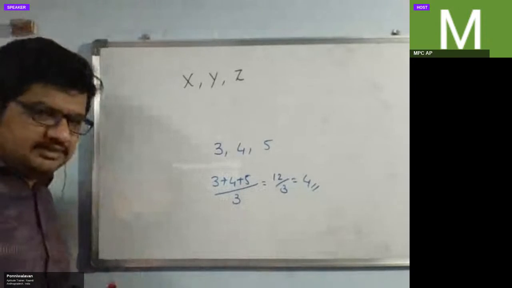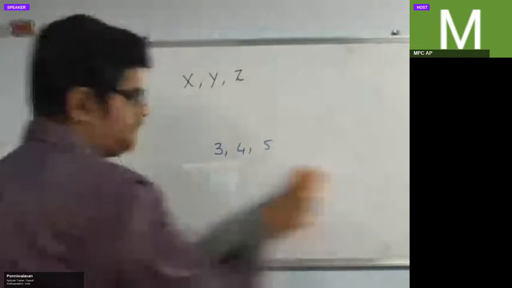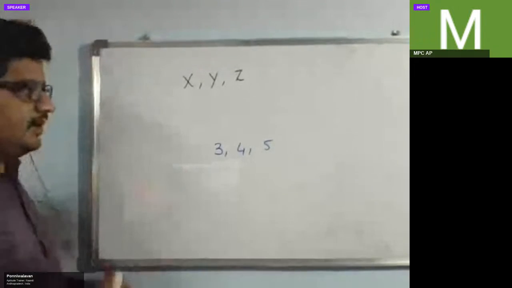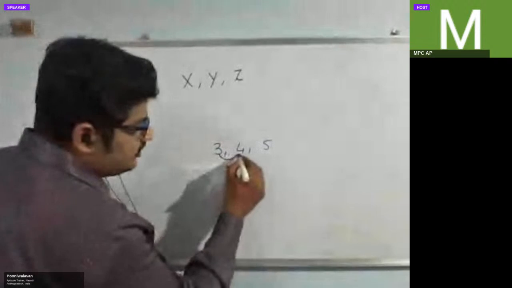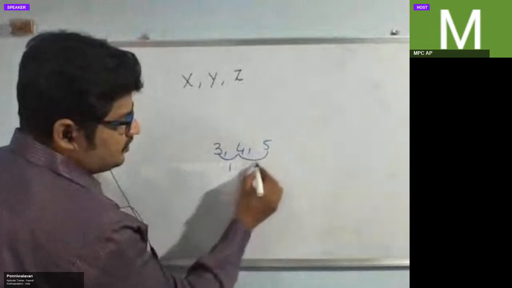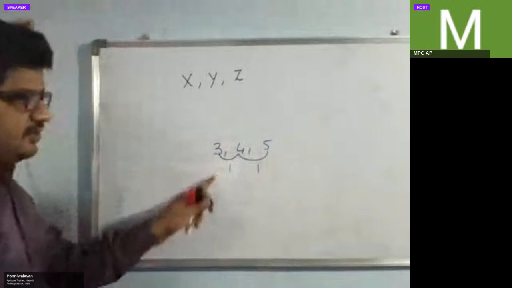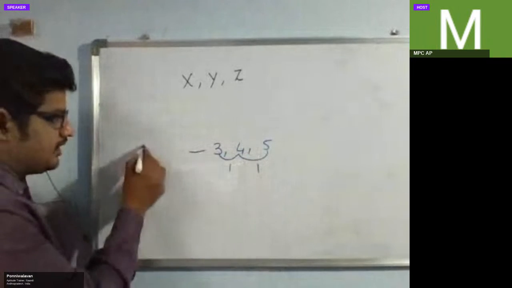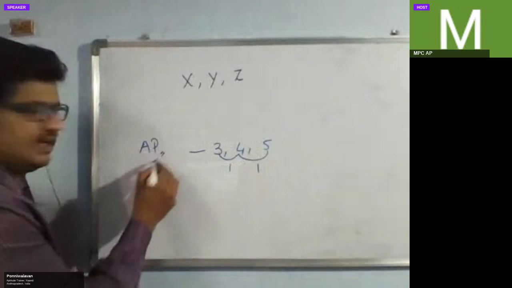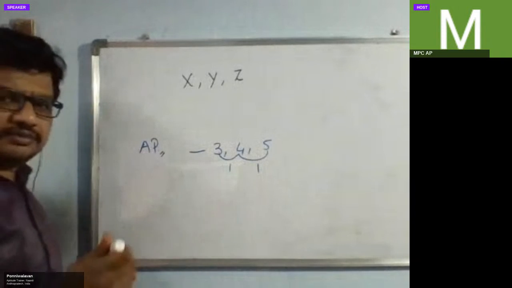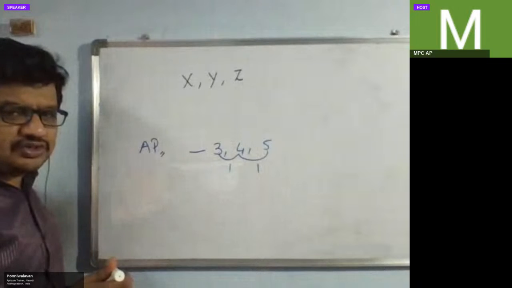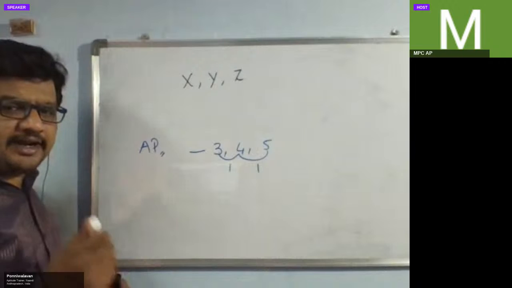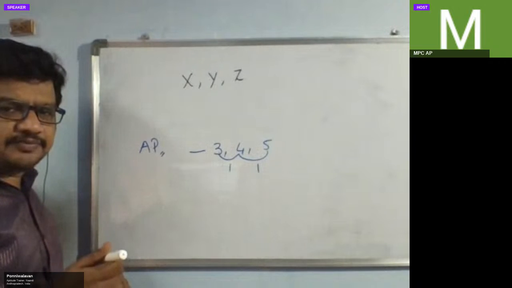Listen, one basic thing. What is the difference between these numbers? It is 1, right? Here it is 1. Okay, this we used to call AP. Did I explain the average concept for you already? No. Okay, listen.